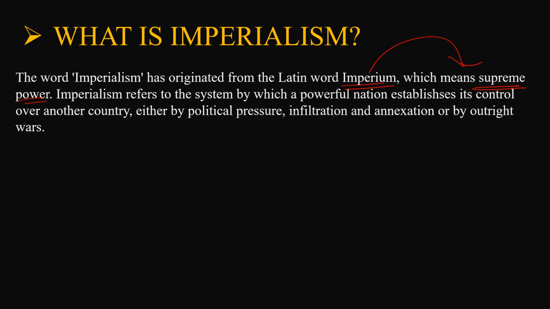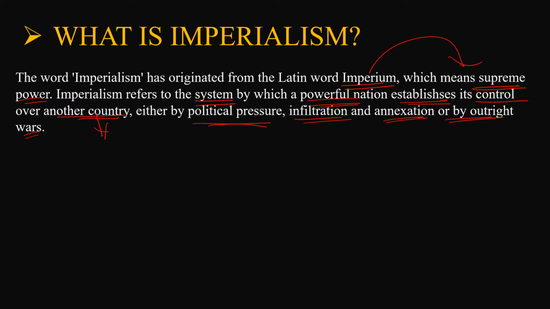Therefore, if you define this word imperialism, it is a system, right? Imperialism refers to a system by which a powerful nation, these are the key words, please keep them in mind, establishes its control over another country either by political pressure, infiltration, annexation, or by outright wars. So this is imperialism.